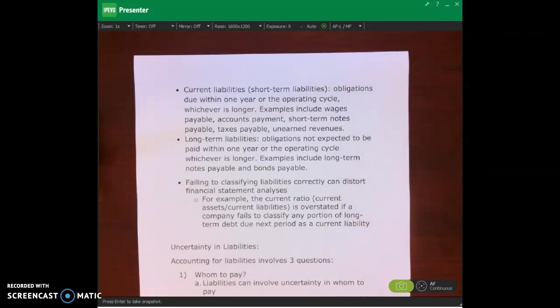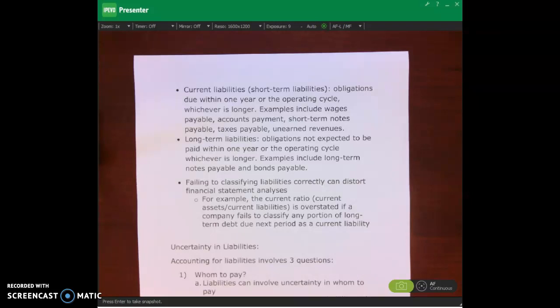Long-term liabilities are obligations that we don't expect to pay within 1 year, or longer than the operating cycle. Examples would be long-term notes payable and also bonds payable. Now, why is it important to classify our liabilities correctly? Remember your friend, the classified balance sheet.